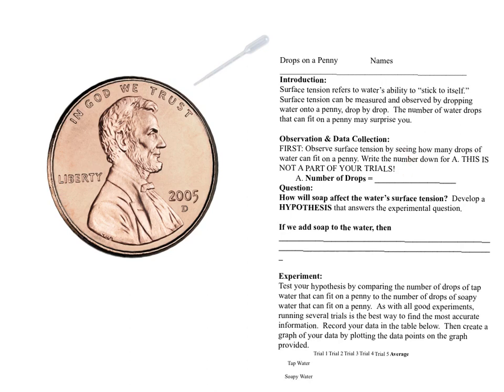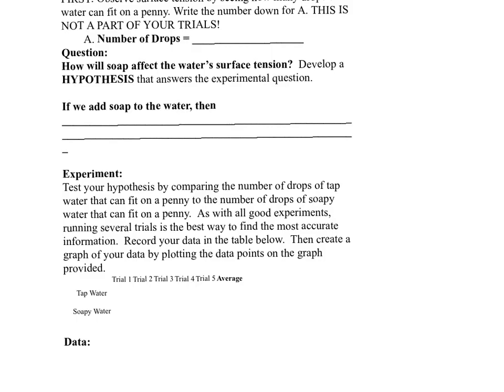When you do this, you're going to want to keep your pipette about the same distance from your penny for all the trials that you do today, whether you're using soapy water or just regular water. Remember to always keep your pipette the same distance from your penny, and it probably should be just about 2 inches.